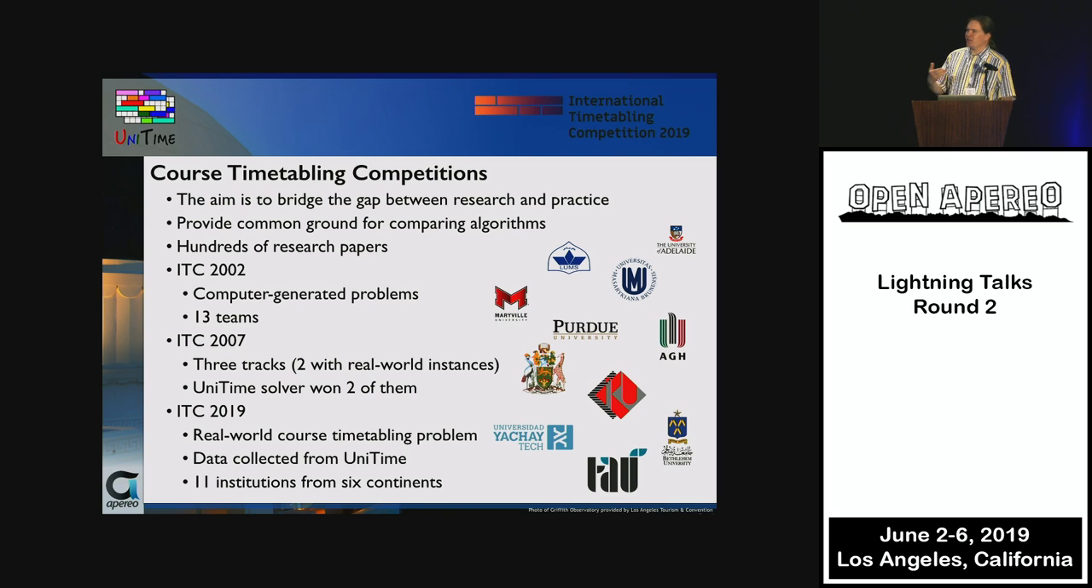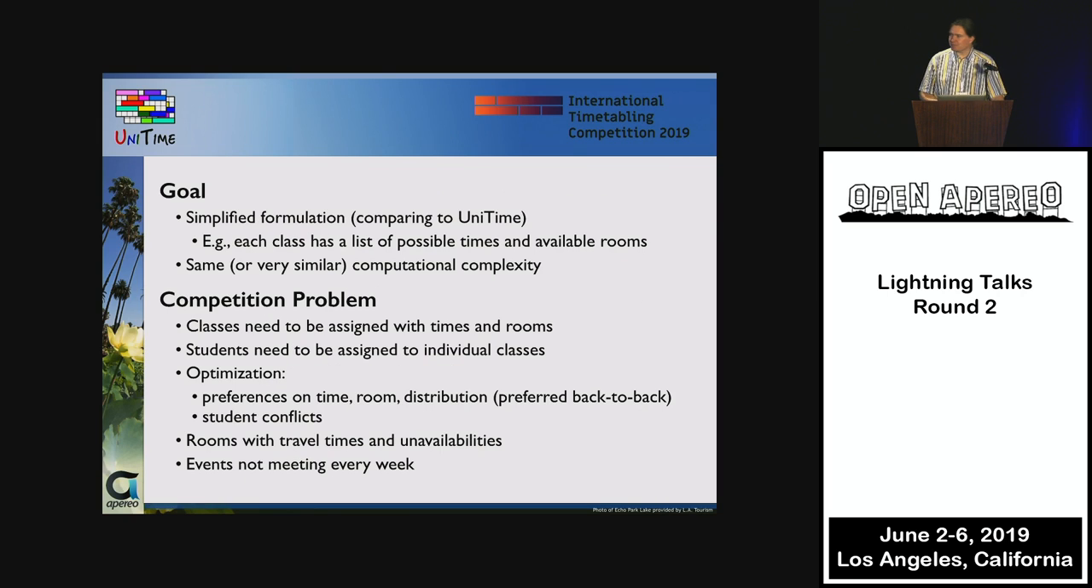What I would like to point out is that most of this competition has been based on computer-generated data or on simplified real-world instances. So in our competition, for the ITC 2019, we would like to use real-world course timetabling problems. So we essentially used Unitime to collect data from our users. So we have data from 11 institutions from 6 continents. There are the logos of those institutions over there. And we use that for the competition.